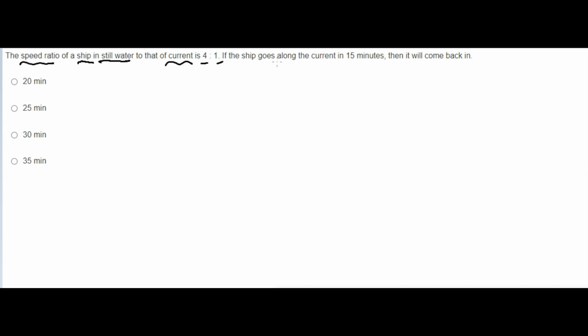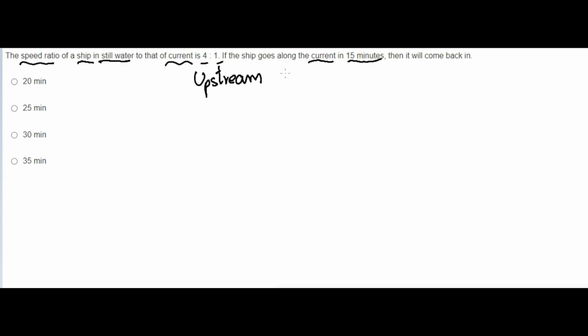So if the ship goes along the current in 15 minutes... Suppose you are riding a bike, and if a slope comes and you don't give acceleration, the bike will simply go straight down the slope, is it right? So you have to subtract your speed. So I should say upstream means what? Automatically you are going with the current.